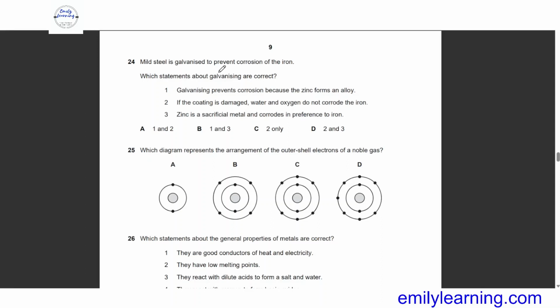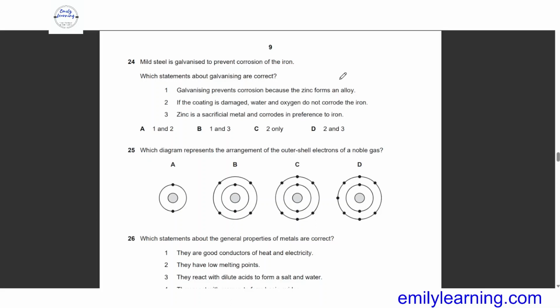Okay, so you coat it with another metal, like zinc. So galvanizing, you coat it with zinc. Which statement about galvanizing is correct? Galvanizing prevents corrosion because the zinc forms an alloy. That has nothing to do with an alloy. So if you want to protect something from corrosion, there are two ways.